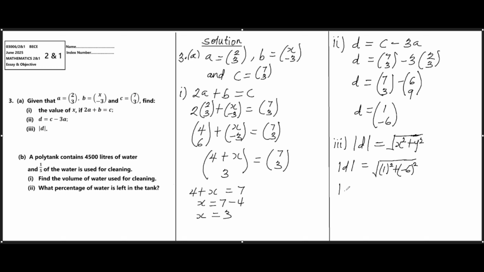So magnitude of d, 1 squared, that is 1, minus 6 squared, we have 36. So finally, the magnitude of vector d is square root of 37. Remember, magnitude is the same as length, so root 37 units. So that is for question 3A.